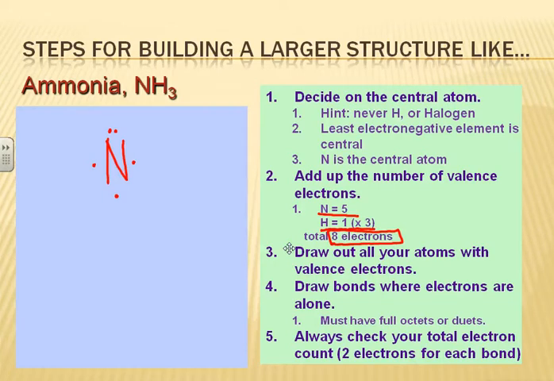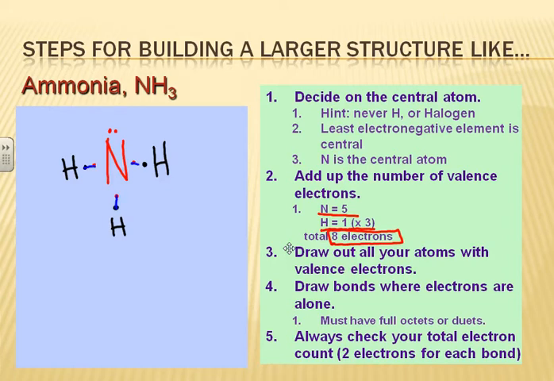Okay, now we're going to put all of our atoms on here. So we've got 3 hydrogens. Well, look at that. We've got 3 electrons. They're just all alone on nitrogen. Okay, so we're going to connect them all now with a bond. I'll do that in blue.